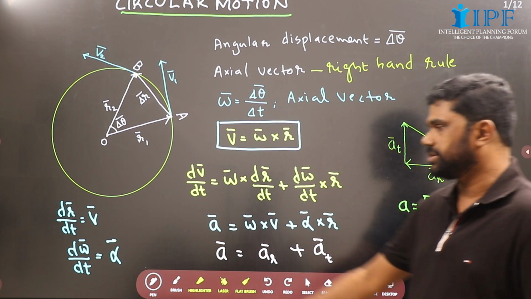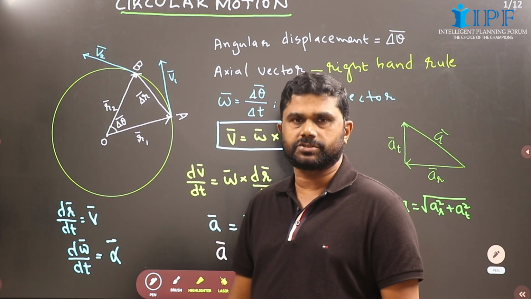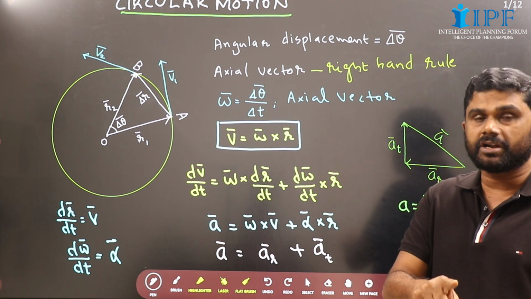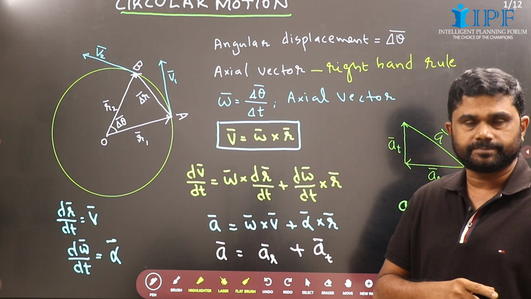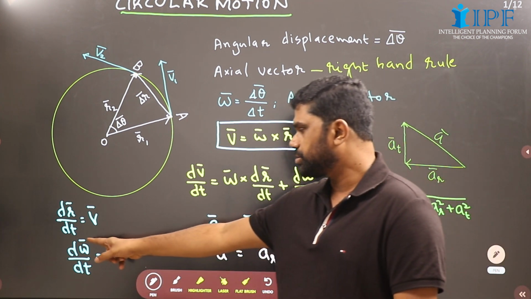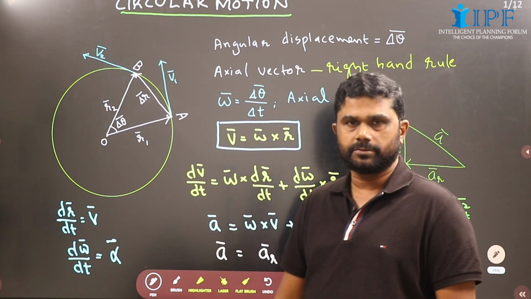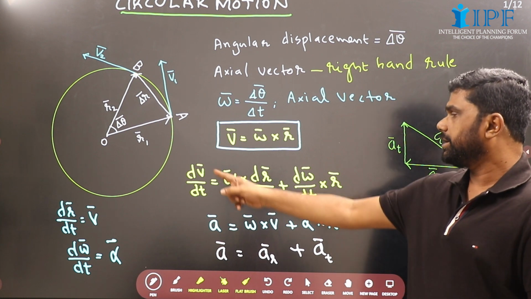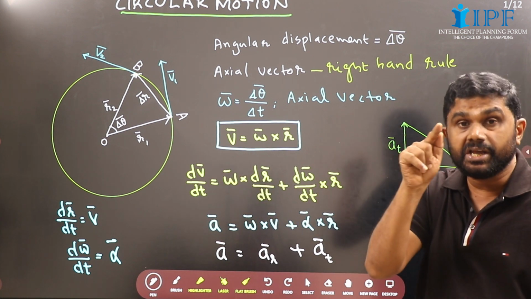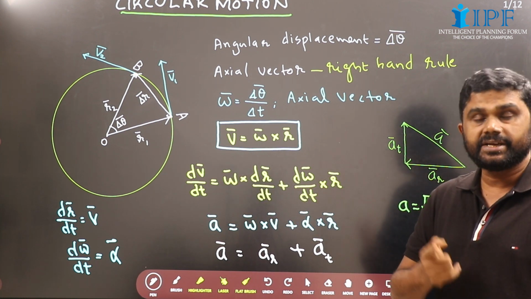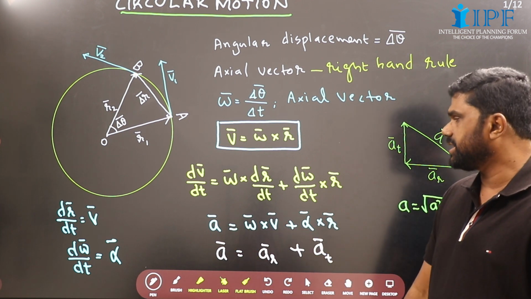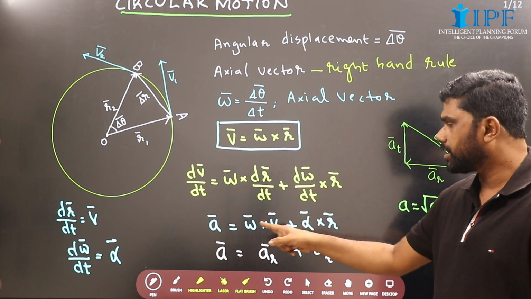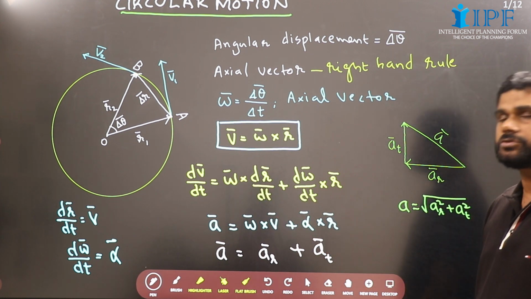r being the position vector, dr by dt will be the velocity, the linear velocity. Omega is the angular velocity, so d omega by dt is the angular acceleration. It is represented by alpha, so d omega by dt equals alpha. And dv by dt, v being the linear velocity, is called linear acceleration. So linear acceleration equals omega cross v plus alpha cross r.